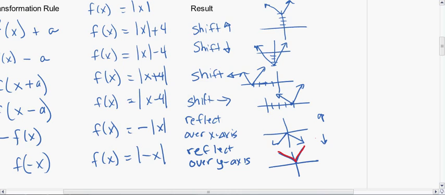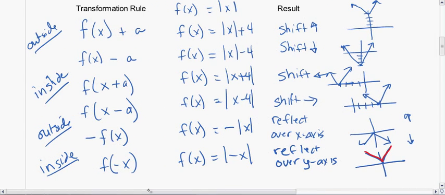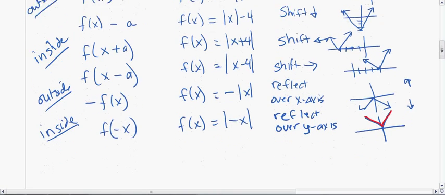It doesn't look like anything has changed because the absolute value function is symmetric with respect to the y-axis. But if I had done something else, like shifted it to the left or to the right to begin with, then you would be able to see that reflection. But it really is getting reflected over the y-axis. A couple other things you can be doing to functions.